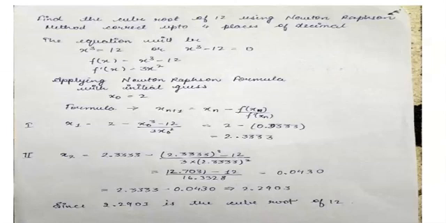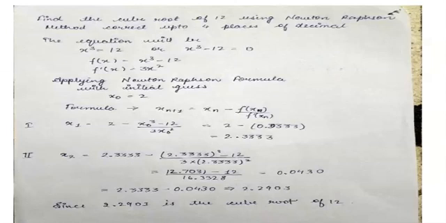So x2 will be 2.3333 minus (2.3333 cube minus 12) divided by 3 into 2.3333 square. So the value will be 12.7031 minus 12 upon 16.3328, which will be equal to 0.430.